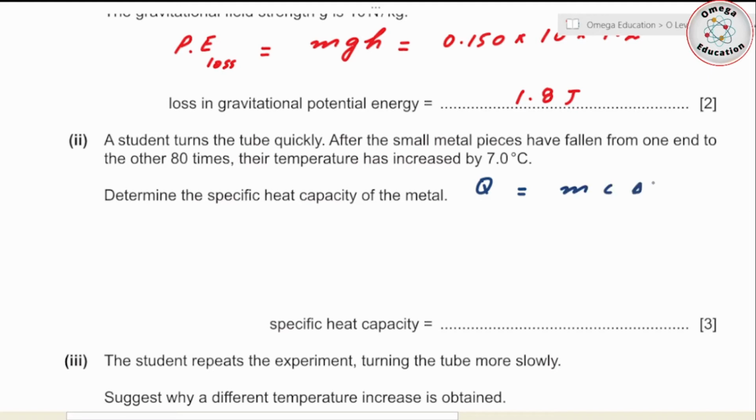mc delta theta, and sometimes you can also write it this way. Instead of representing heat by Q, you can represent heat energy by E, and then it would be E equals mc delta T. Delta T would stand for temperature change. Some of the textbooks use delta theta, some of them use delta T, but in our O-level physics syllabus they generally prefer this one, right? But we should be aware of both of them. Determine the specific heat capacity of the metal.